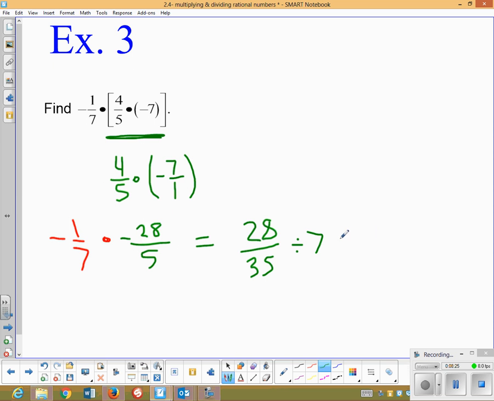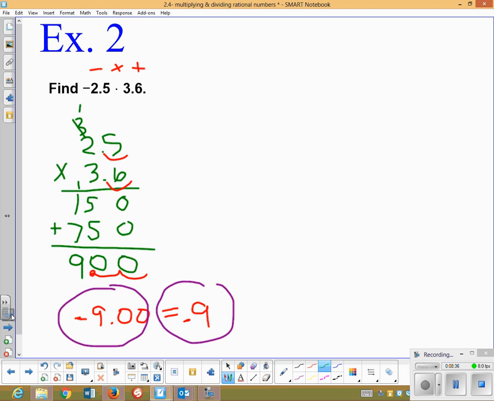So 28 divided by 7 is going to be 4, and 35 divided by 7 is 5. So my answer is 4/5. Okay? So this is for multiplying fractions, and this was also for multiplying decimals.